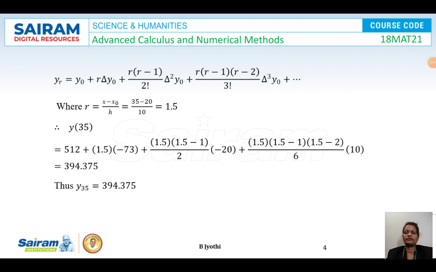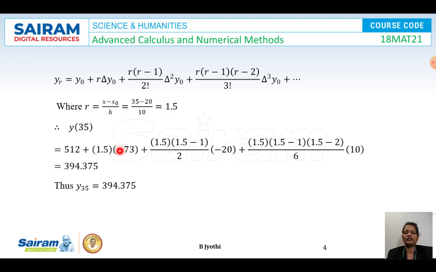We have the forward interpolation formula given by y r is equal to y naught plus r delta y naught plus r into r minus 1 by 2 factorial del square y naught plus r into r minus 1 into r minus 2 by 3 factorial del cube y naught plus etc., where r is given by x minus x naught by h, that is 35 minus 20 divided by h, that is 10, which is equal to 1.5.